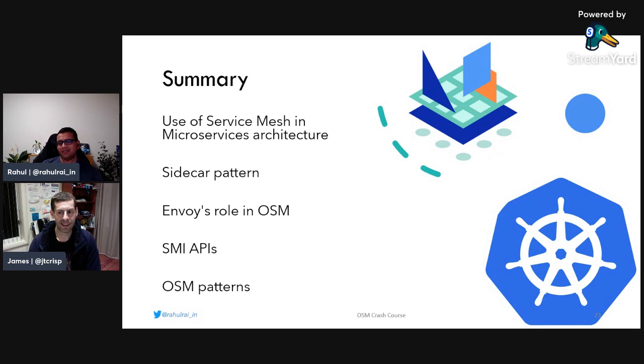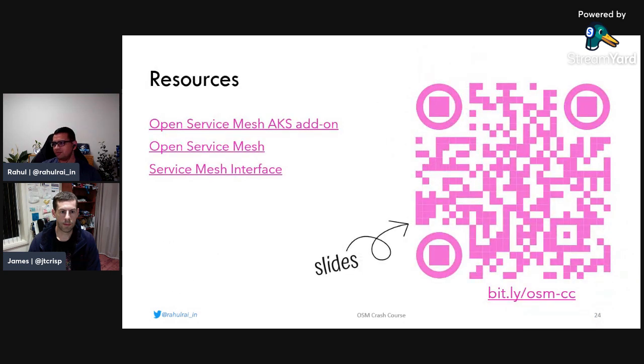So in summary, we saw what a service mesh is and what it is used for in a microservices architecture. We saw in detail what a sidecar is. Envoy is a popular sidecar that's used in most of the service mesh implementations. We saw what Envoy APIs look like, talked about the SMI API, and then looked at some of the Open Service Mesh patterns. So I'll pause on this slide for a bit, just in case someone wants to take a screenshot.